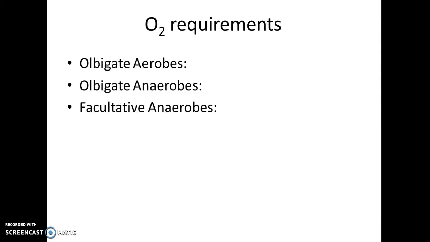So oxygen requirements in prokaryotes. We can have obligate aerobes, which need oxygen. That's what obligate aerobes mean. We can have obligate anaerobes, which can only survive in oxygen-free environments, and facultative anaerobes, which can survive in the presence of oxygen but don't need oxygen to survive. So they can survive in both oxygen and oxygen-free environments.